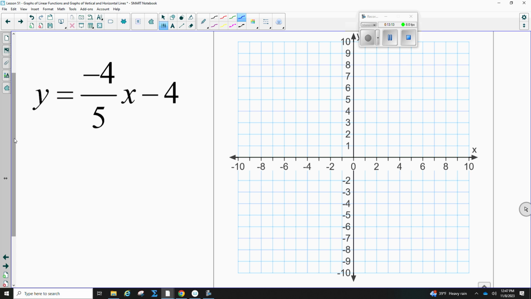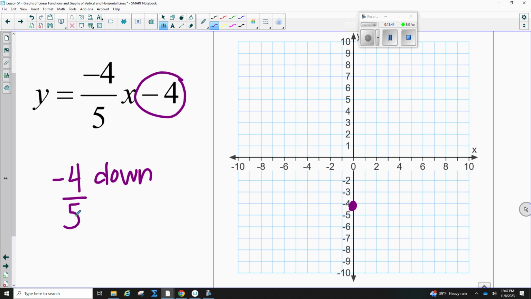Everyone, what point should I plot first? Negative 4. And where does this negative 4 go? On the y-axis. So you should be putting a point down here, negative 4. Now this number is the slope, negative 4/5, right? So if I have a negative 4 on the top, which way is this telling me to go? Down. And if I have a positive 5 on the bottom, which way is this telling me to go?